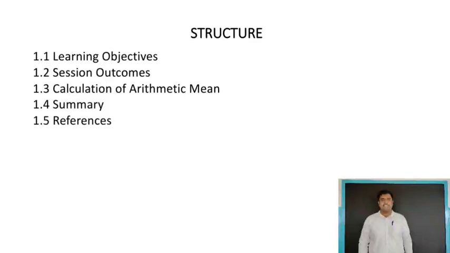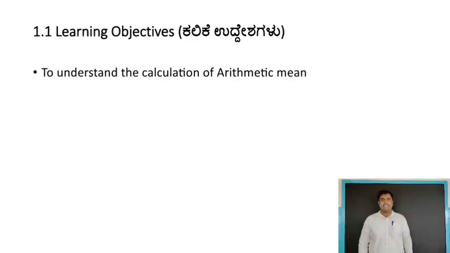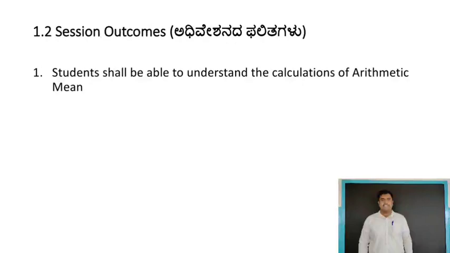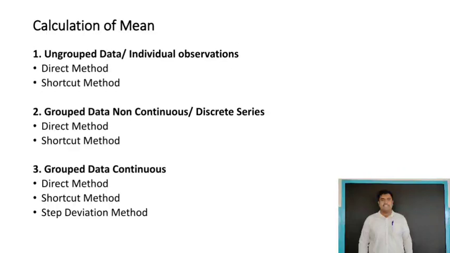So, the structure of this session will be starting from learning objectives, the session outcomes, and the calculation part of arithmetic mean, followed by the summary and references. The learning objective of the session is to understand the calculation of arithmetic mean. After this session, the student shall be able to understand how exactly the arithmetic mean is calculated.